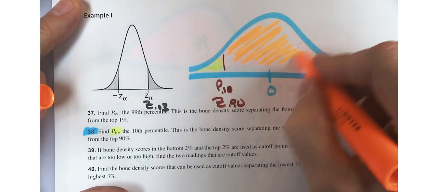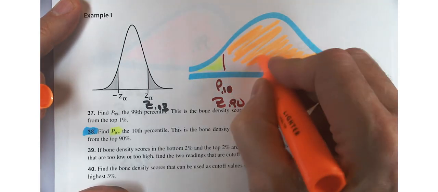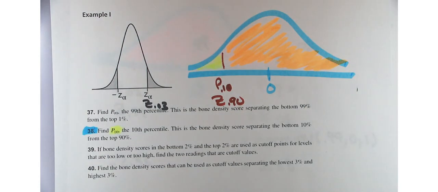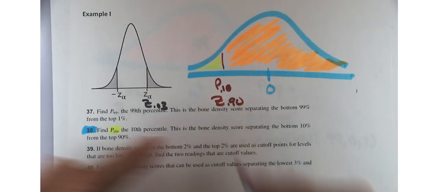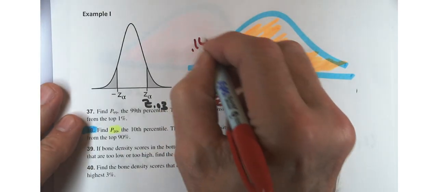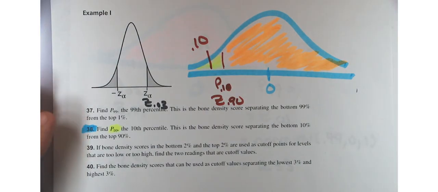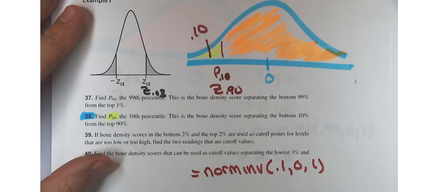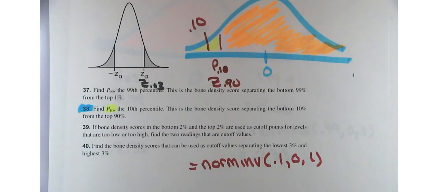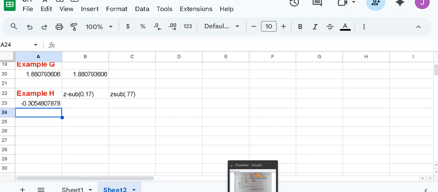But there's good news for us. To find P sub 10 or Z sub 90, what norm inverse command am I going to issue? Norm inverse of what? Yeah, 0.1, comma 0, comma 1. And I'm not sure about this one. Negative 1.65? I don't know. We'll have to find out.